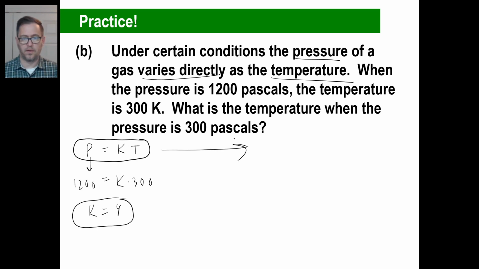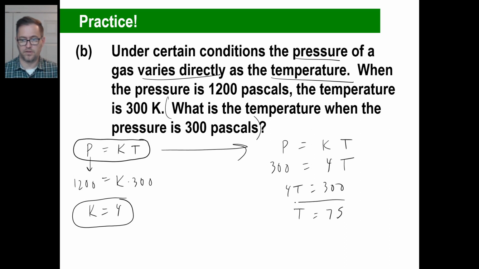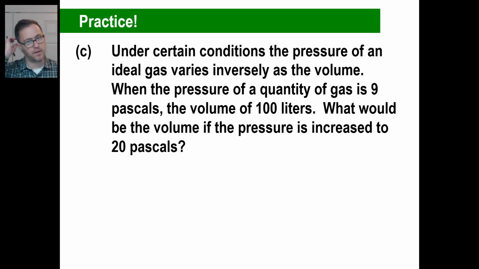So they're asking, what's the temperature when the pressure is 300? Well, this is our basic equation still. P equals K times T. K we figured out was 4. They're asking what the temperature is, and the pressure is 300. Well, 4 times what gives you 300? That's the key. If you did the arithmetic, that'd be 75. So there we go. Okay. All right. Try C. Pause it there.